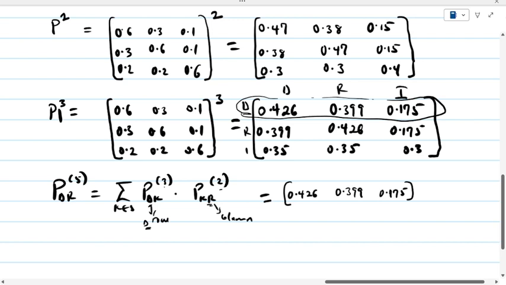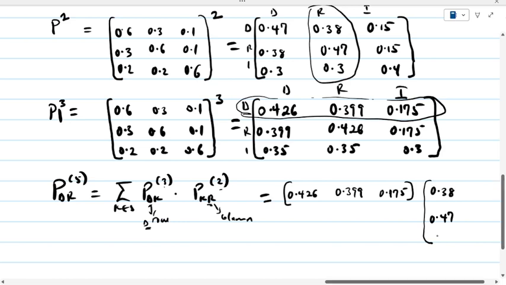We need the column of R. It is D, R, I. So the column of R here is this, and that is all we need in the column matrix. We have 0.3, 0.47, then 0.3. So we add this up together, then we have our result.